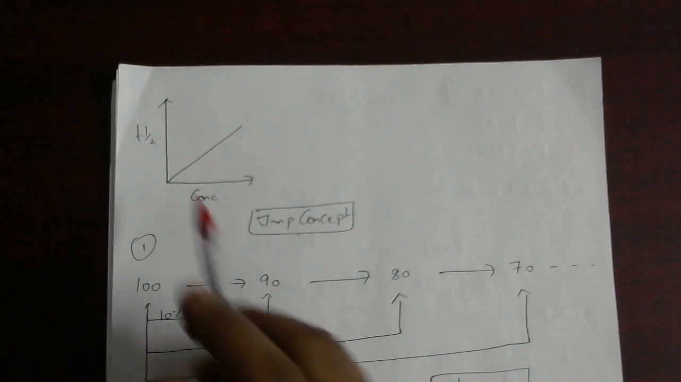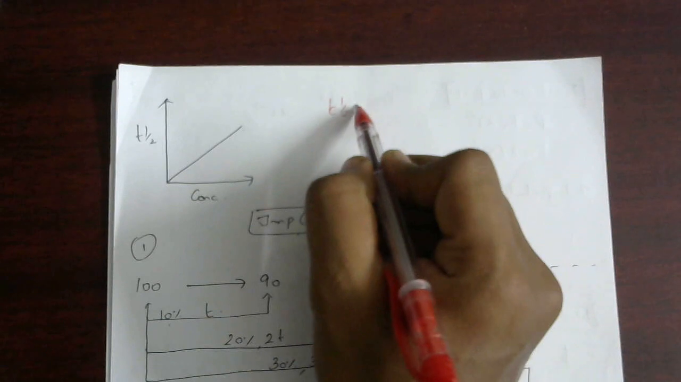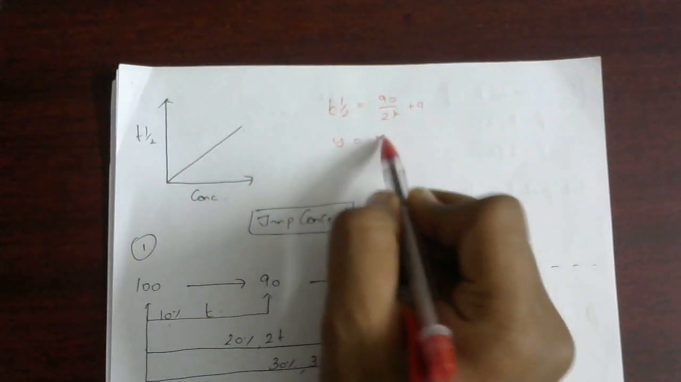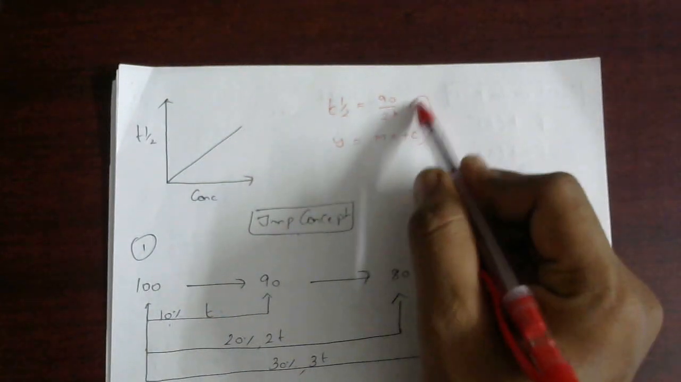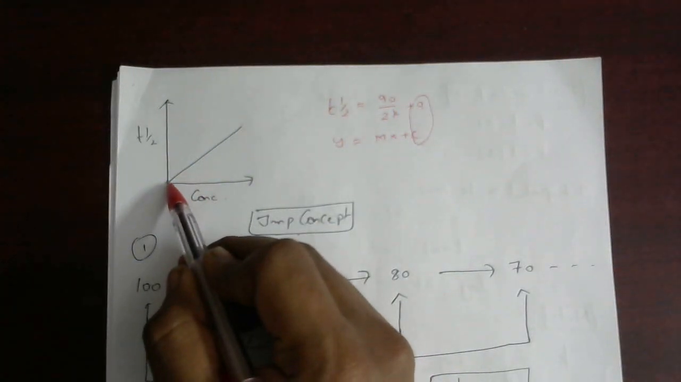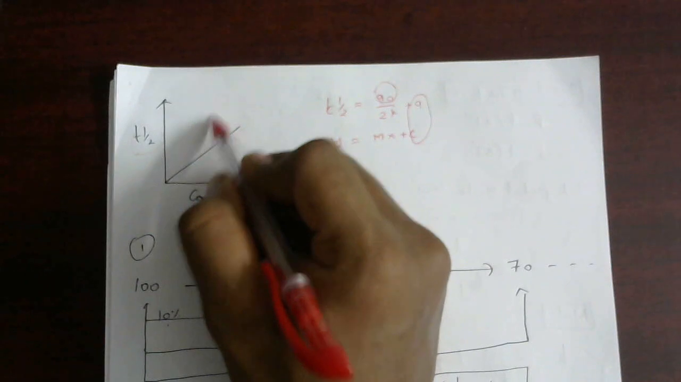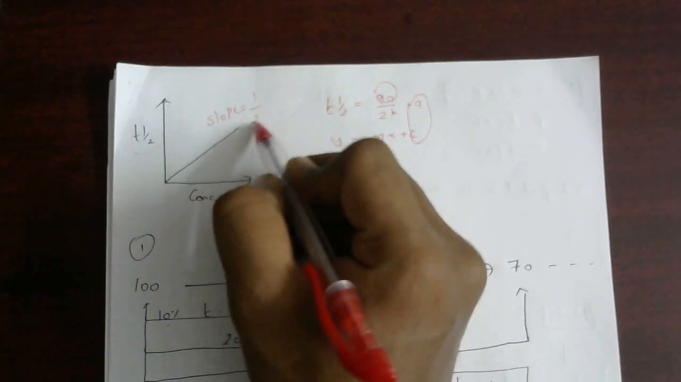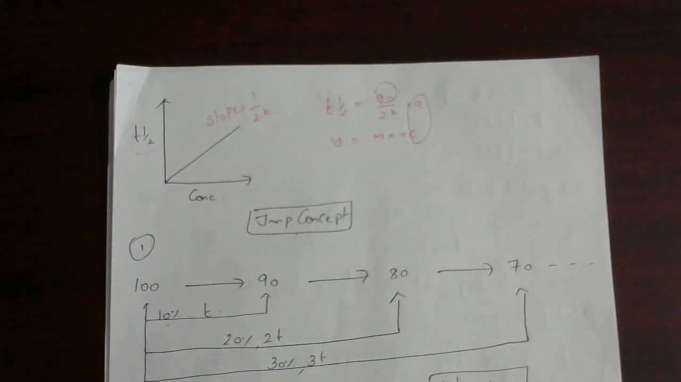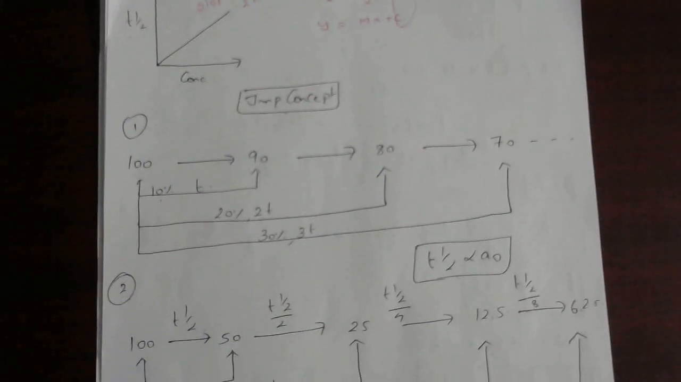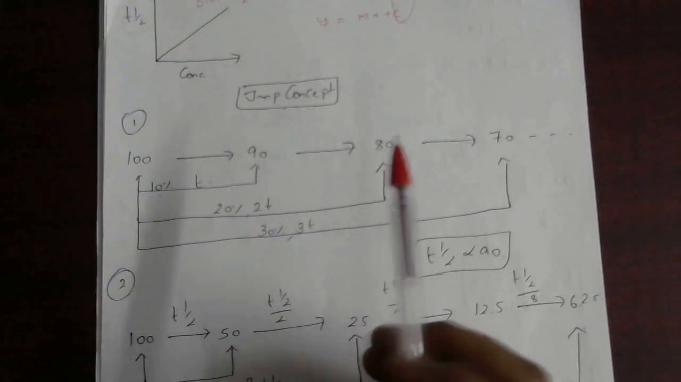And here, t half, let me explain this one. T half equal to a naught divided by 2k. So it's nothing but y equal to mx plus c, with c equal to 0, that's why I started from here. Here y is t half and x is a naught, and you get slope equal to 1 divided by 2k. This is very important from the NEET point of view, so pay attention here.